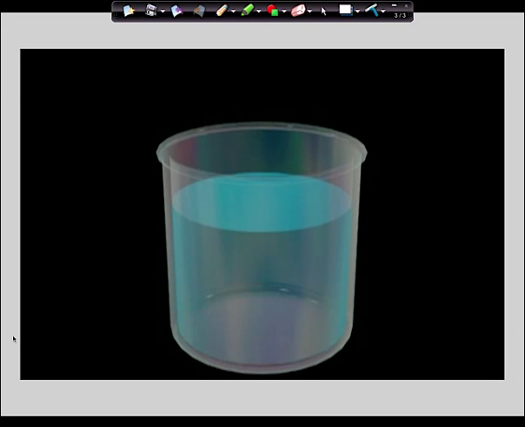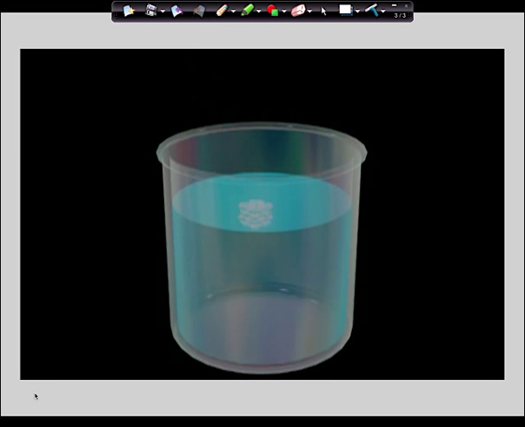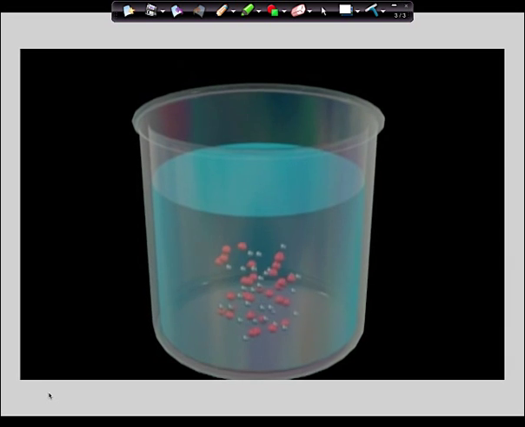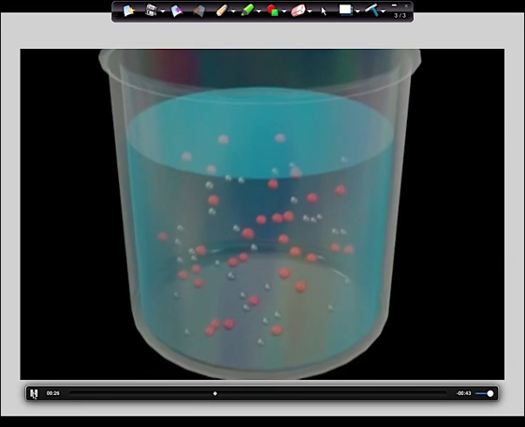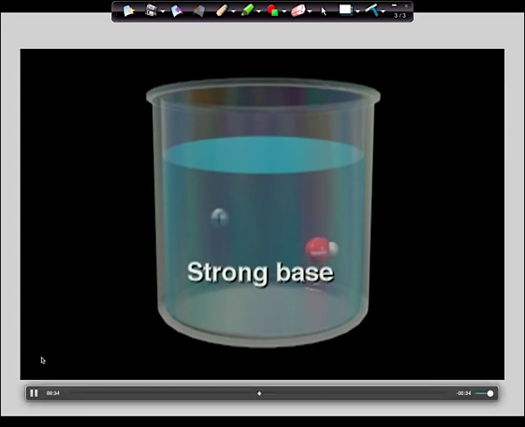Water-soluble ionic hydroxides, such as sodium hydroxide, potassium hydroxide, and calcium hydroxide, are among the most common bases. When sodium hydroxide is dissolved in water, it completely dissociates into sodium and hydroxide ions. Because sodium hydroxide is completely ionized in solution, it is referred to as a strong base.